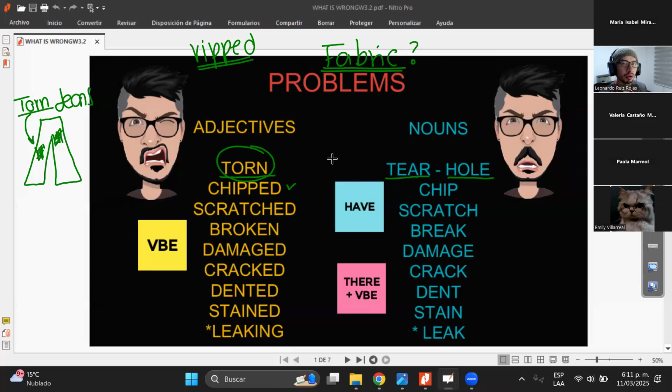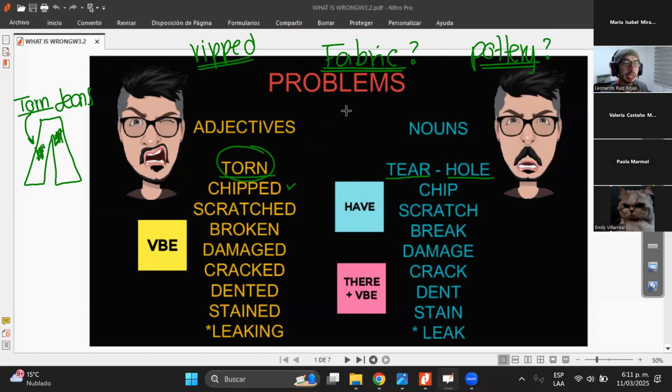Well, also we're going to have other, which is chipped, more related to when we work with glass or sometimes with pottery. Do you know what is the meaning of pottery? Pottery, what's that? Cerámica. So, for example, if you have a vase, a glass, a plate, a cup, all of them are made of pottery or glass, right? So it can be chipped.